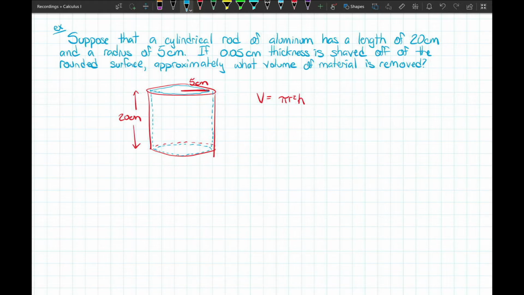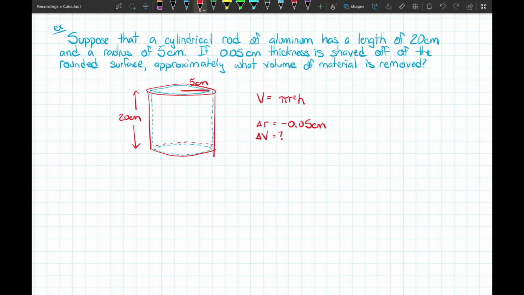Compared to the 5 centimeters, shaving off 0.05 centimeters is not going to be a very big difference. That's really going to be our delta r. Our delta r is going to be subtracting 0.05 centimeters from the overall radius. And we want to know approximately what volume of material is removed. So we want to find out what delta v is.